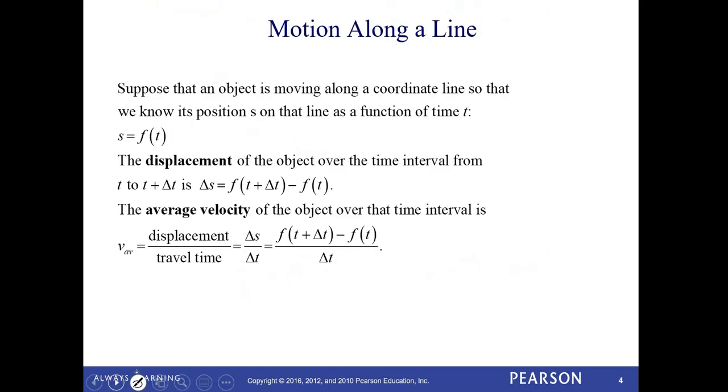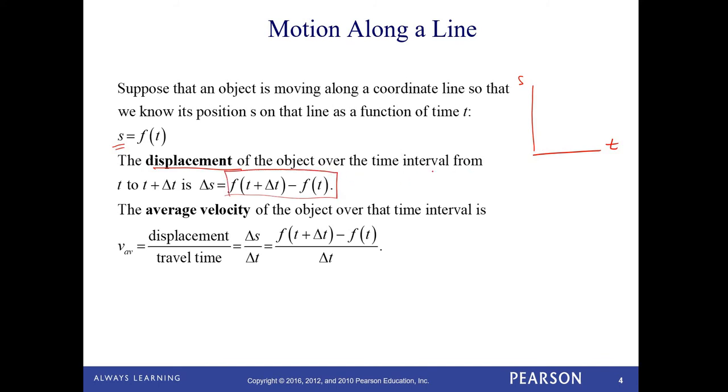All right, let's look at some other examples. Motion. Suppose that an object is moving along a coordinate line so that we know its position s on that line as a function of time t. S is always used as a position variable, so our position equals a particular function related to time. We're talking about distance and time on a graph. The displacement of the object over the time interval from t to t plus delta t, we also call this t plus h, right? Some change in t is our simple change of distance.